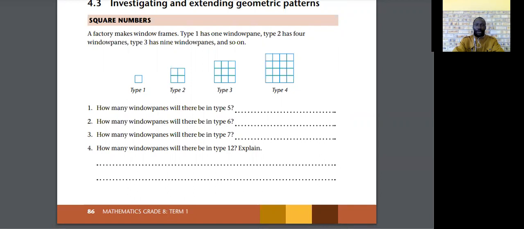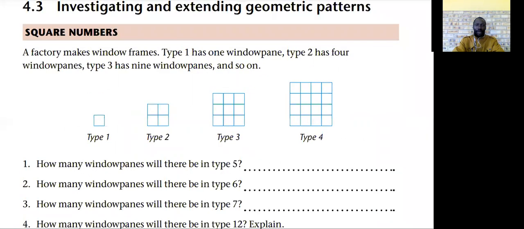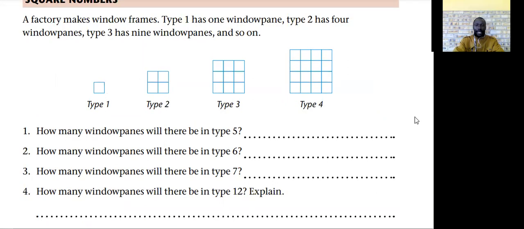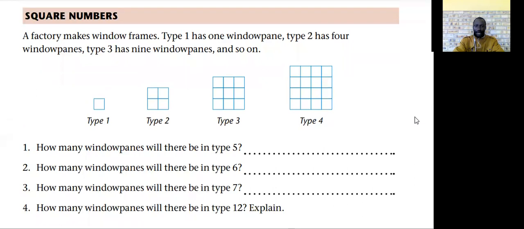Not really that much. What you're going to be doing is, for example, as it is indicated here, the question is: how many window panes will be there in type 5? So you will read the question, you analyze it, you investigate, and you write the answer here. That's going to be the first activity. You will be investigating square numbers. The result of your investigation, you write it here.